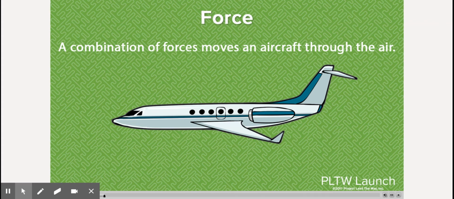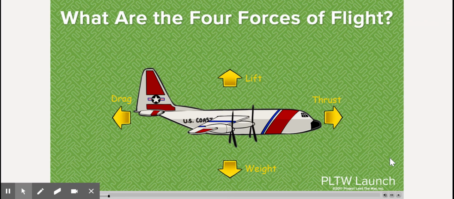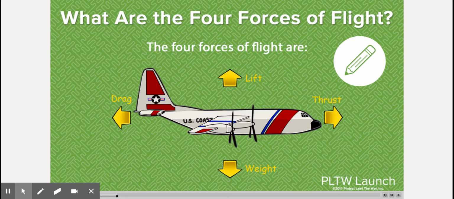Usually, there are 4 forces acting on an aircraft. What are the 4 forces of flight? The 4 forces of flight are lift, weight, thrust, and drag. As you learn about forces, take notes in your launch log. Stop now and draw an airplane with the forces labeled. When you're ready, continue with the presentation. Follow those directions. Write it down in your launch log, please.